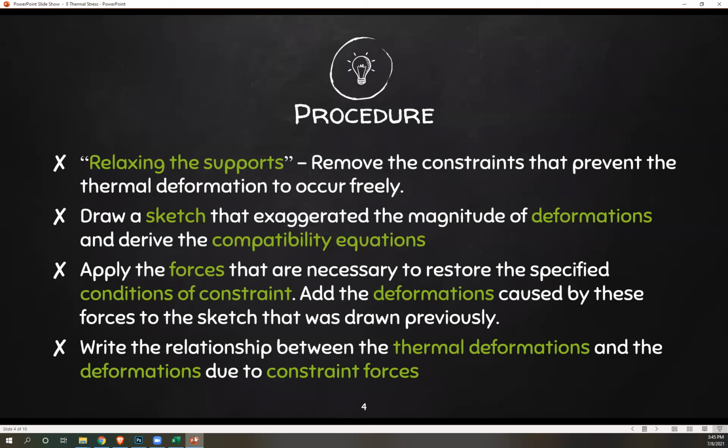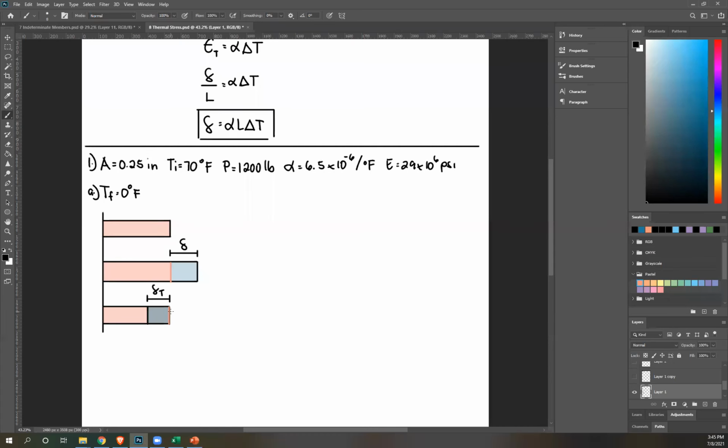Okay. So the initial position was this. The problem states that it was stretched. Okay. And then we're going to relax the supports. So when you relax the support, your object or your rod will go back to this position. And then decrease in temperature is going to shrink it further.